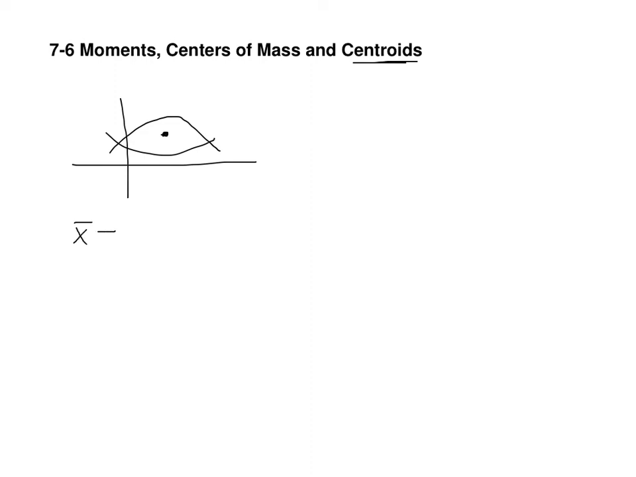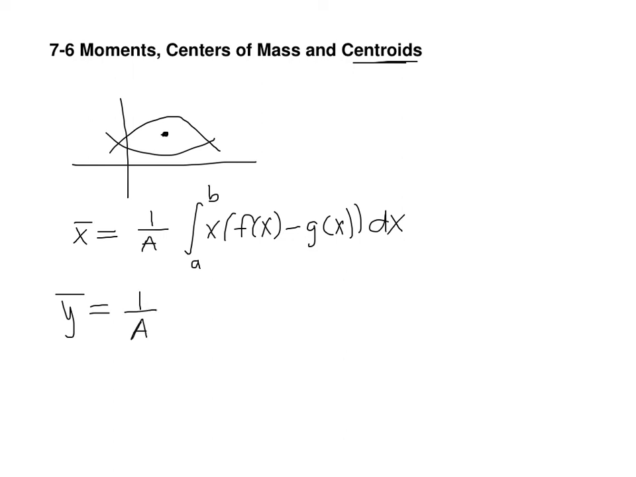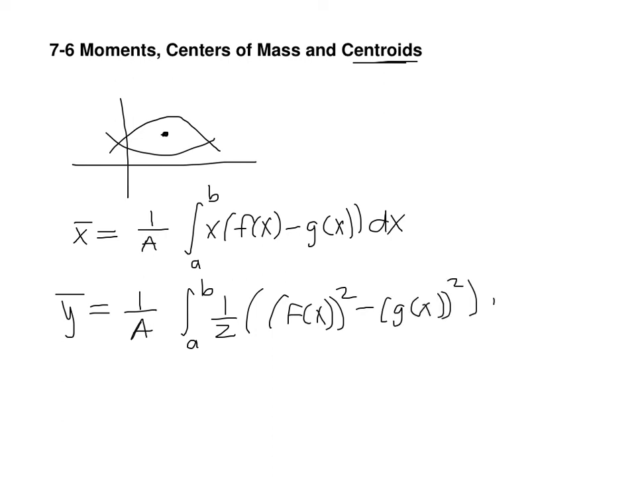So x bar is given by 1 over A, where A is the area of the region, times the integral from a to b of x times f of x minus g of x dx. And y bar is given by 1 over A, integral from a to b, 1/2 times f of x squared minus g of x squared dx. And this is called the moment about the x-axis. This expression is the moment about the y-axis.